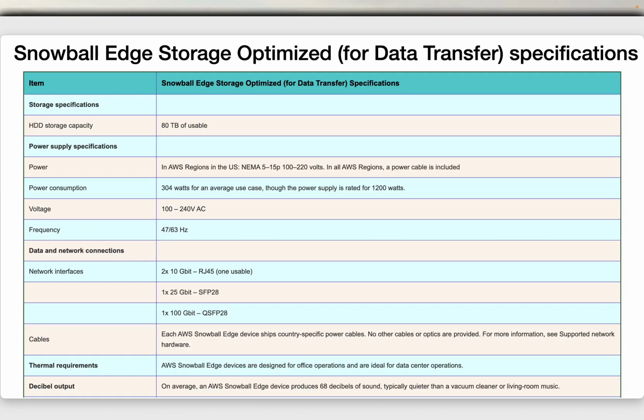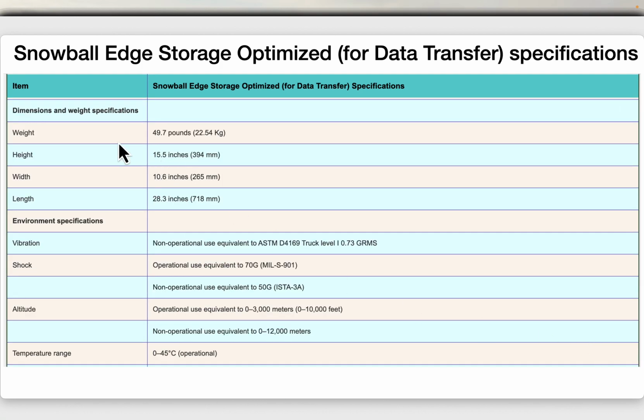And now specifically, this is Snowball Edge storage optimized. This is the first option. If you want to take a look at the physical specification, earlier it was the hardware. So its power is 304 watts, voltage is this much, frequency is this much, and network interfaces I have already covered. Then cables, thermal requirements, decibel output, all those things.